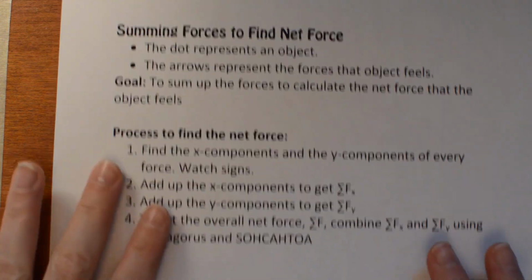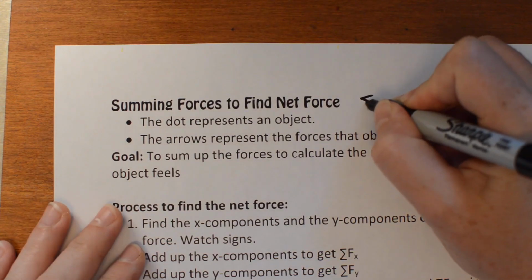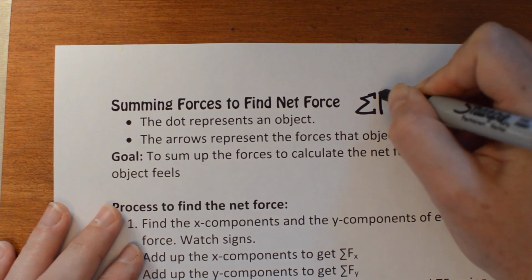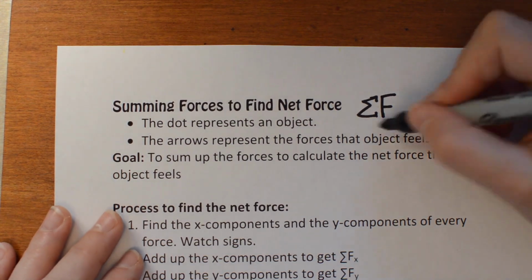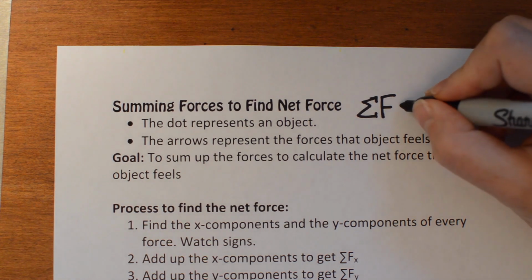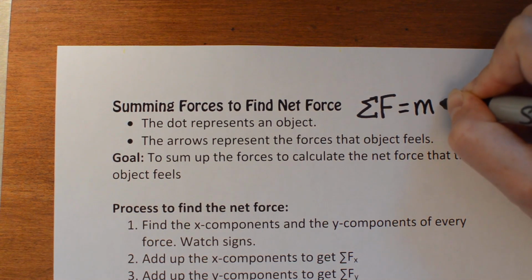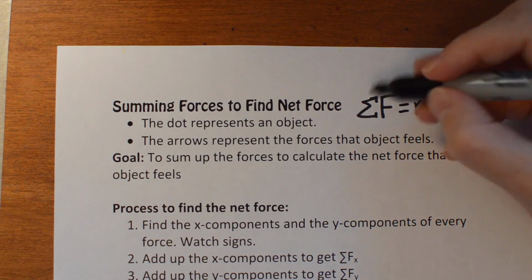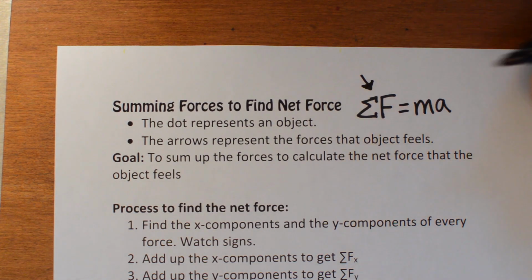Alright, now that we practiced that, we're going to do our bigger goal here, which is finding net force. So the symbol for net force is the sum symbol of the forces. This is really important to be good at finding net force because the main equation, not only for this unit, but actually really for all of physics, arguably one of the most important equations in physics, is that net force is equal to mass times acceleration.